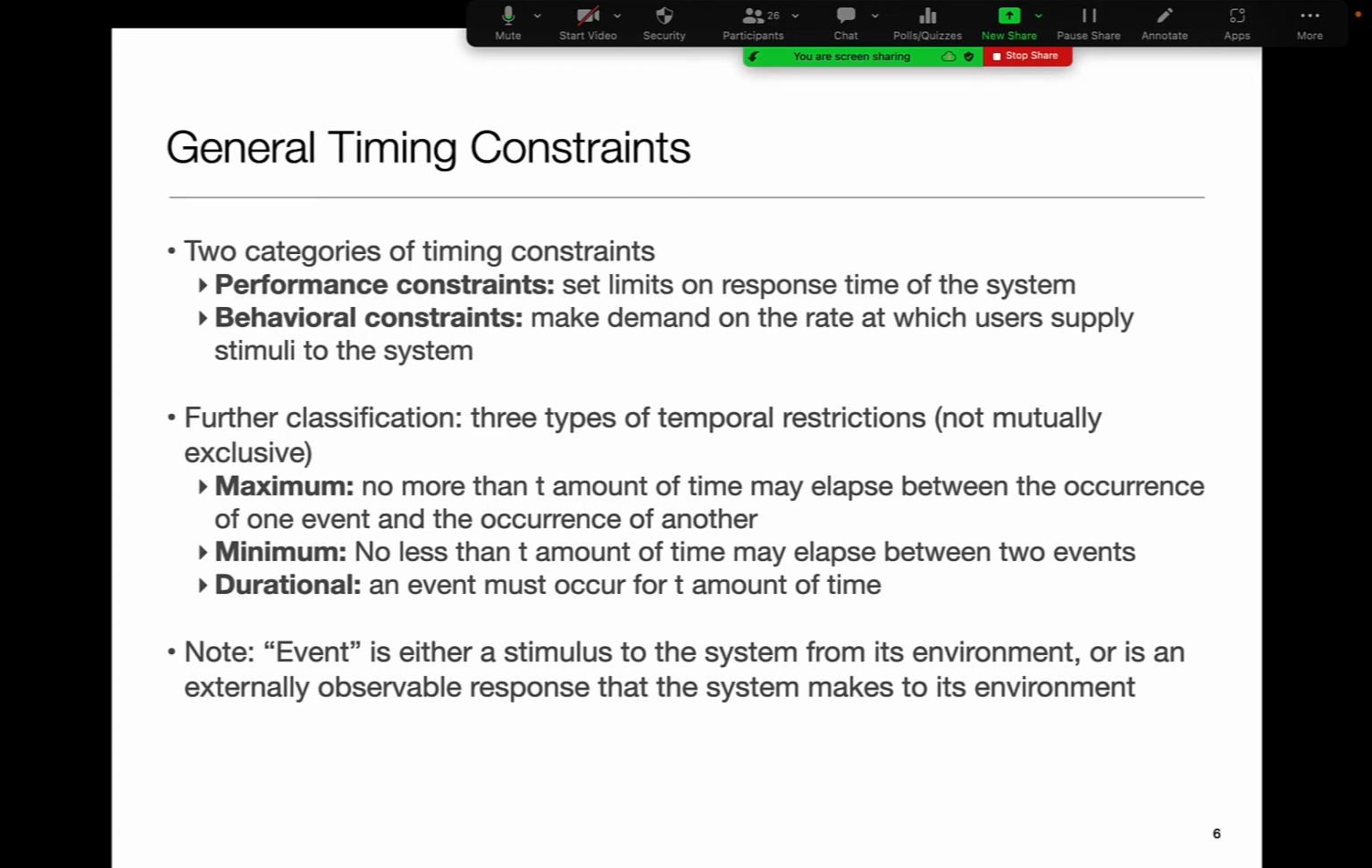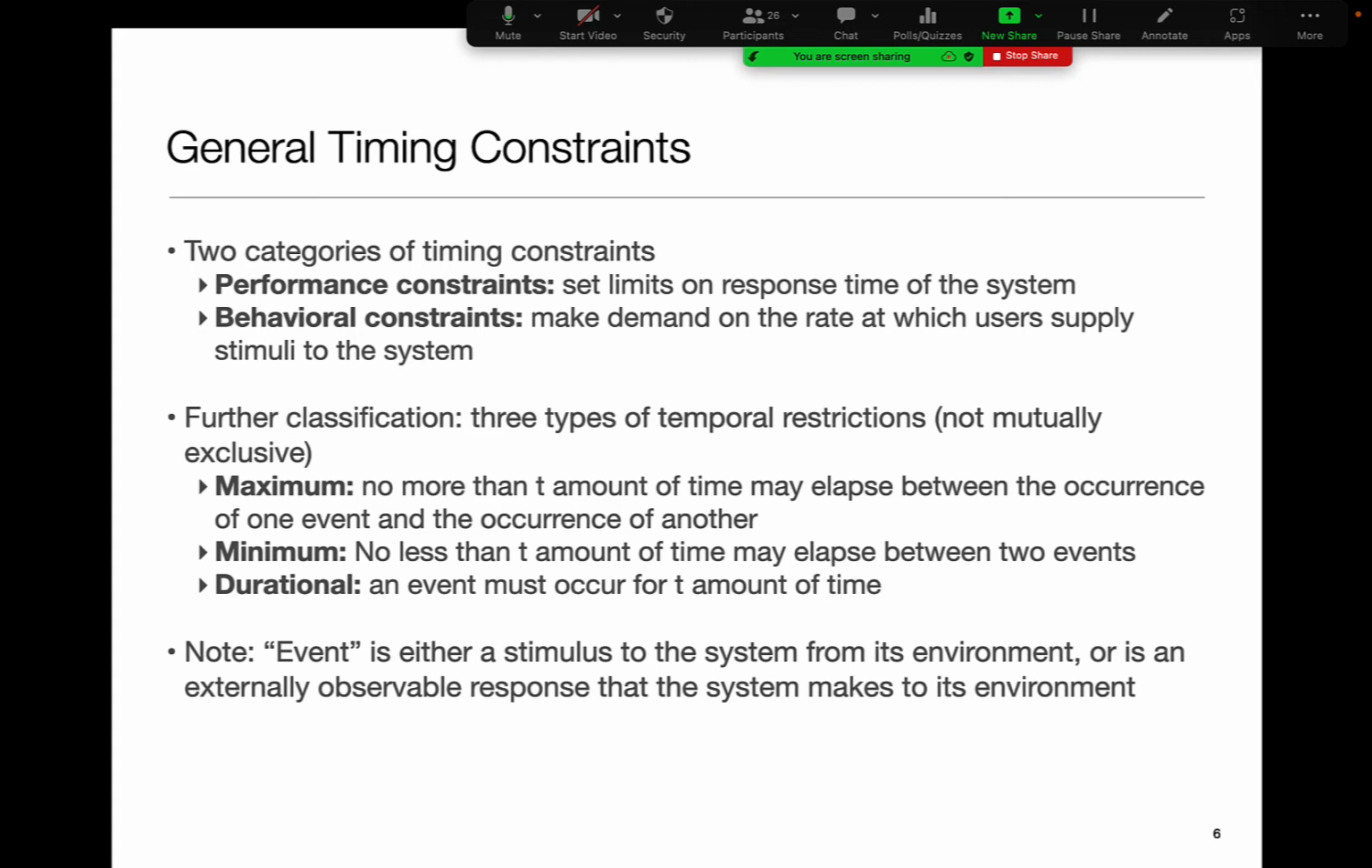Let's start with, how do we specify timing constraints? There's nothing deep about it, but I just wanted to lay out what the taxonomy is, because normally we don't think about these, right?